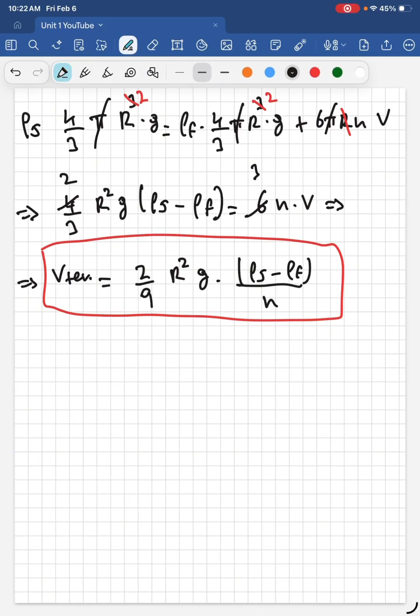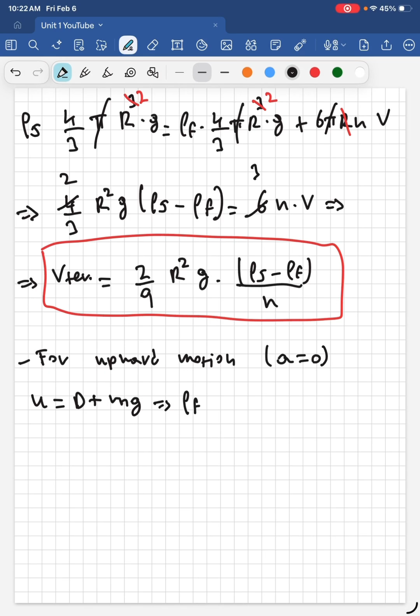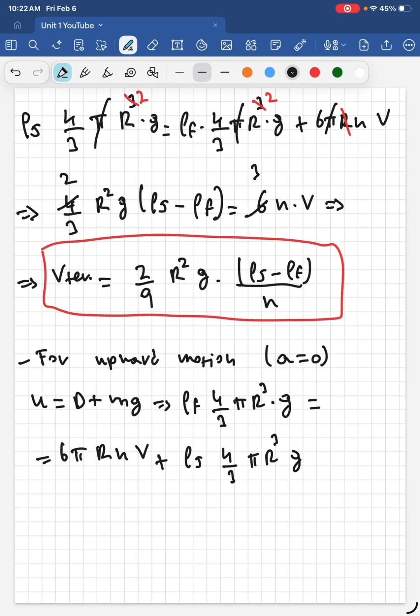And then we can also have terminal velocity when we move up. Okay, so for upward motion, we still have a equals 0, and now we have the upthrust being equal to the drag plus mg, okay, and then the upthrust is equal to the density of the fluid times 4/3 pi r cubed times g, and this is equal to 6 pi r eta and v plus the density of the sphere, and then 4/3 pi r cubed, right? Yeah, g.